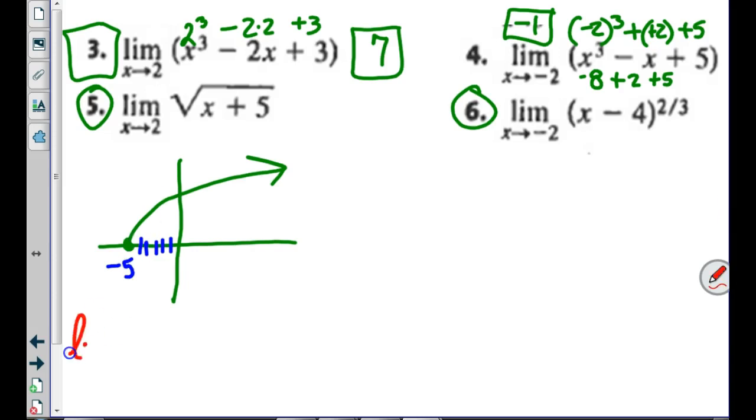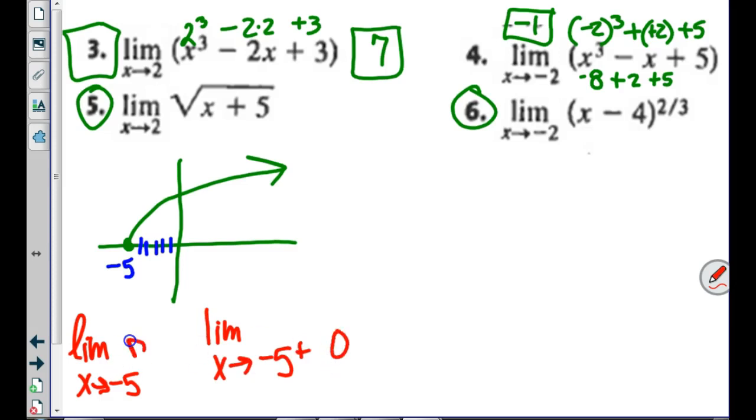If this question had asked the limit as x approaches negative 5, some of us would have done direct substitution and said 0. But it actually does not have a limit because it doesn't exist to the left of negative 5. It has a one-sided limit. You could say the limit as x approaches negative 5 from the right. That would be 0, but it doesn't have a two-sided limit. I could show you the one from yesterday that we messed up on if we need to.